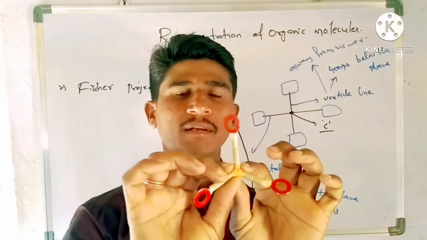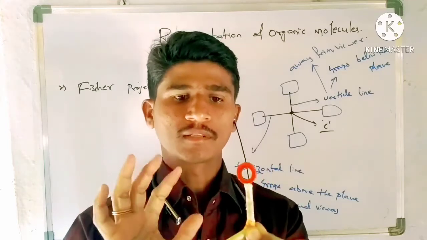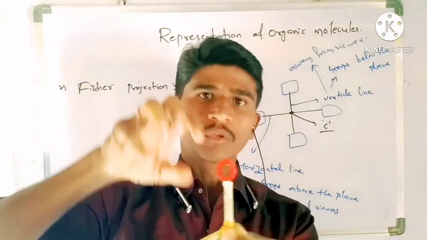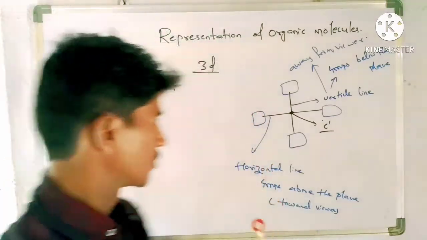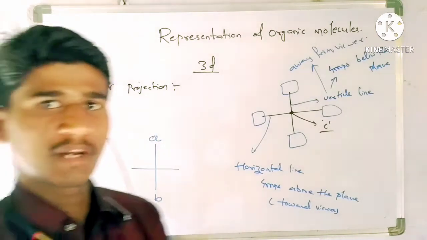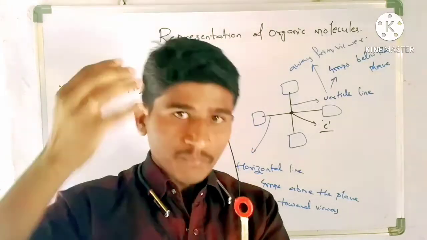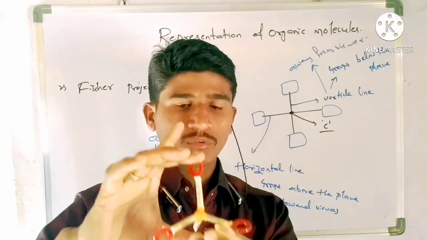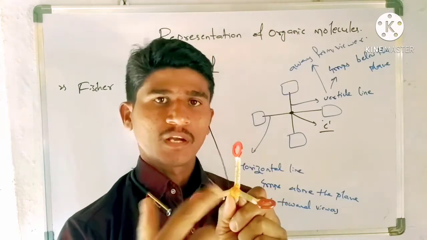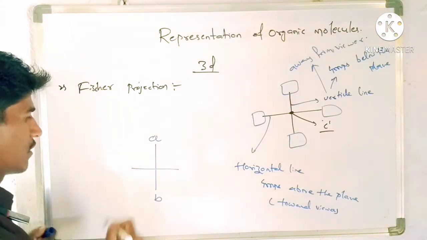Now let us assume this is the carbon. This carbon is bonded with A, B, C, D. 4 groups are there. Now here A and B are present just below the plane, means away from the observer, so A and B should be on the vertical line. Whatever groups are away from the observer should be on the vertical line. Now these two are above the plane and towards the observer. So C and D, we have to represent on the horizontal line.